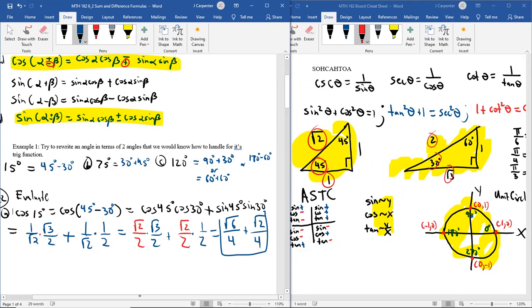This is the answer. You can also combine this as one fraction, square root of 6 plus square root of 2 all over 4, which I think a lot of people prefer. So I'd say the second answer is the better version, but the first one is still correct.